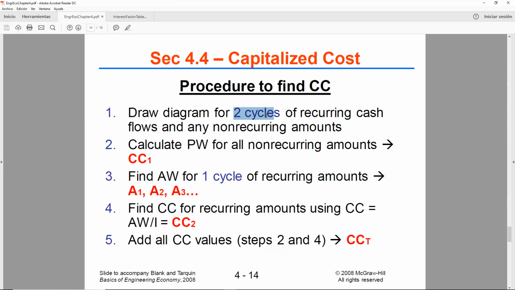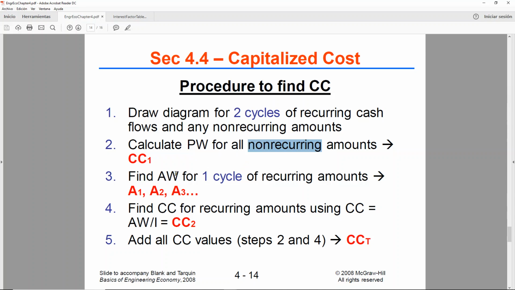First of all, we're going to be drawing a diagram for 2 cycles of all of the recurring and non-recurring amounts. So we're going to make sure that all of the recurring cash flows are there and any non-recurring are repeated at least twice in the diagram. Then, step number 2. We're going to calculate the present worth for non-recurring first, and we're going to call that capitalized cost 1.